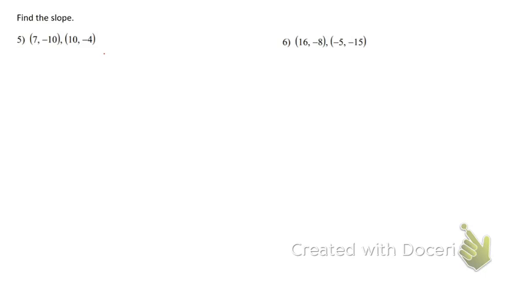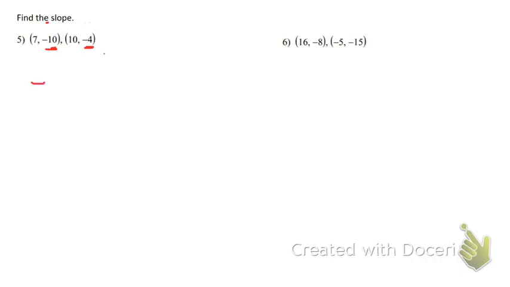So number 5, let me clear this. I'm going to subtract my y values. Okay, that's these guys. It does say y2 and then y1, but it doesn't matter as long as you do the same thing twice. So you can do 10 minus negative 4, negative 10 minus negative 4, or negative 4 minus negative 10, as long as you do the same order for both the numerator and the denominator to work out.